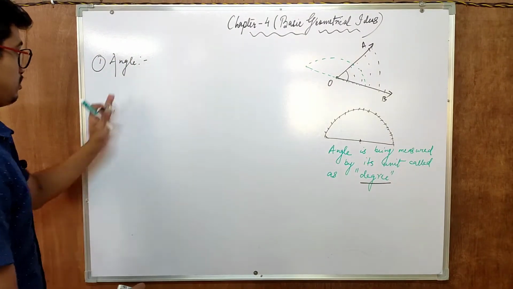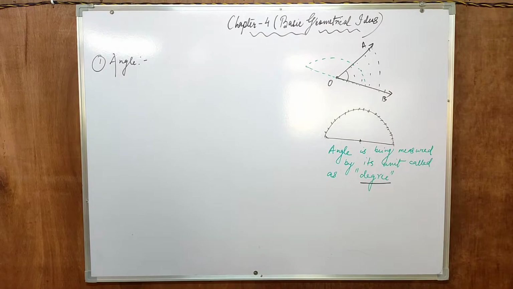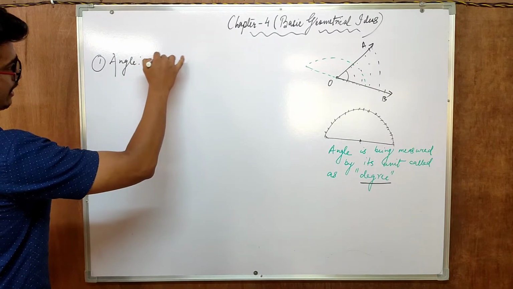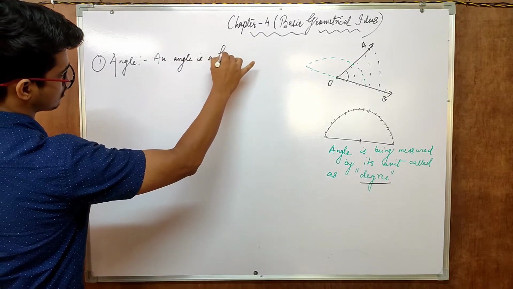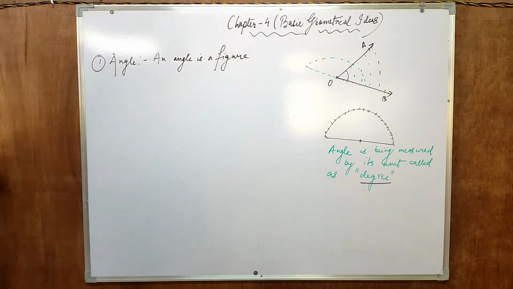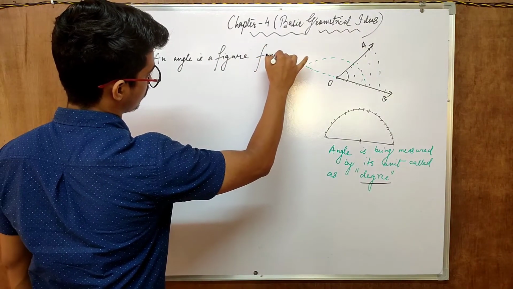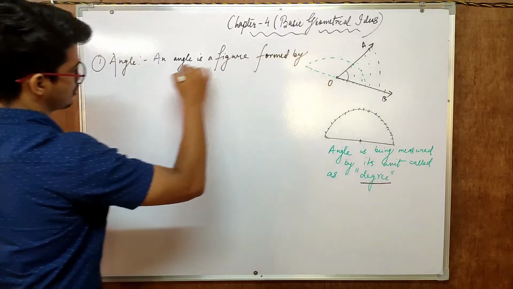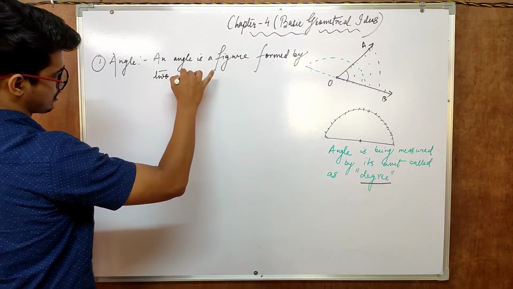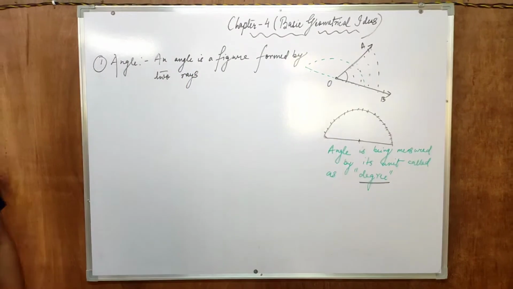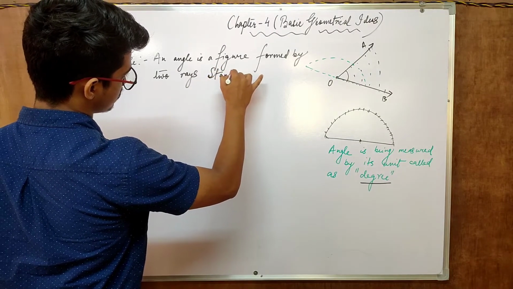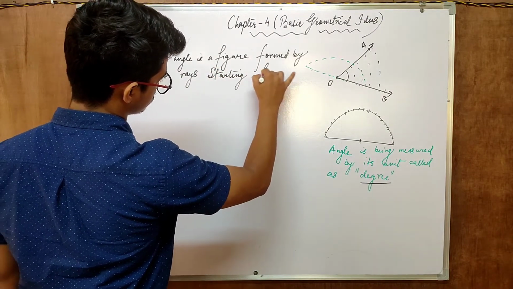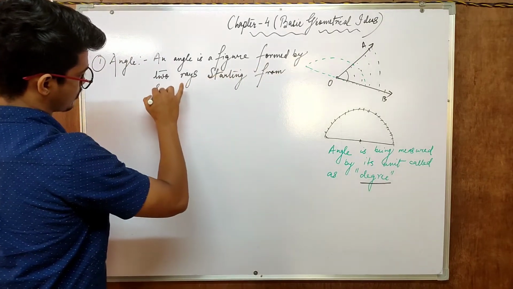So now let me write down the definition of angle. An angle is a figure formed by two rays starting from the same initial point.